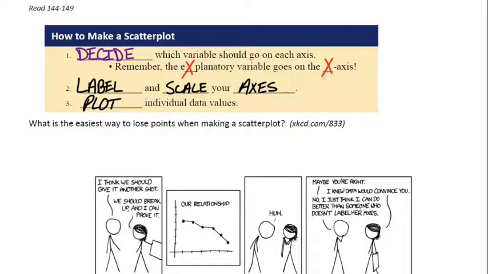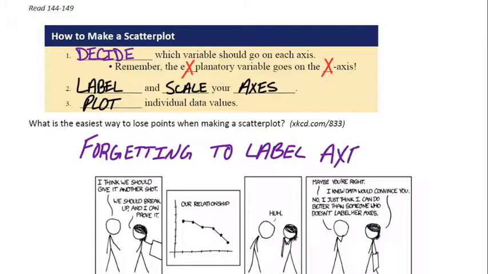How about the easiest way to lose points when you're making a scatter plot? You have this beautiful looking graph, points are plotted perfectly, you used a ruler, everything looks good. The easiest way to lose points on the AP exam or for an AP Stats test is forgetting to label the axes. Hence the comic below there.